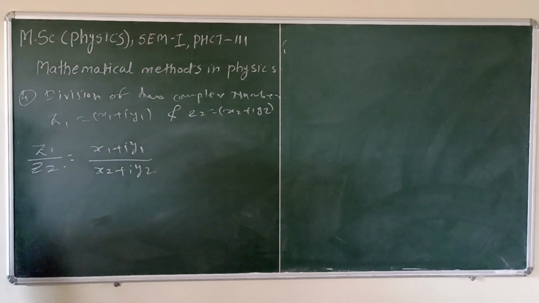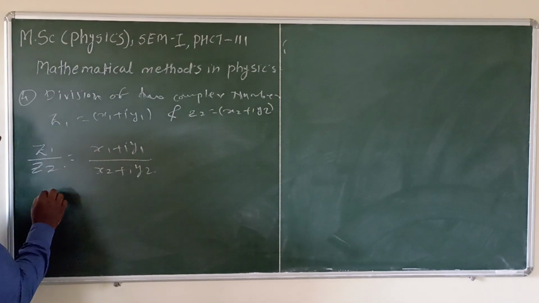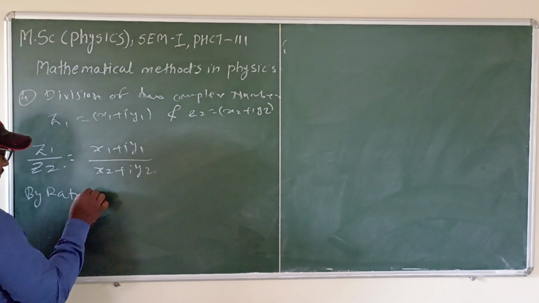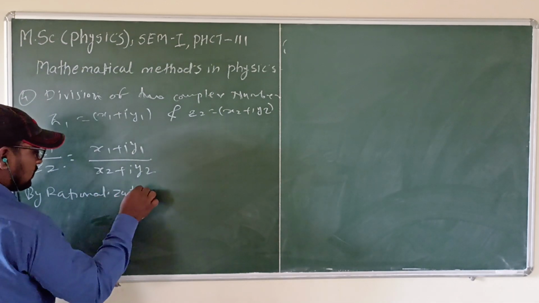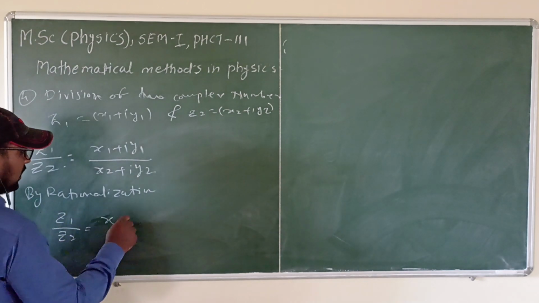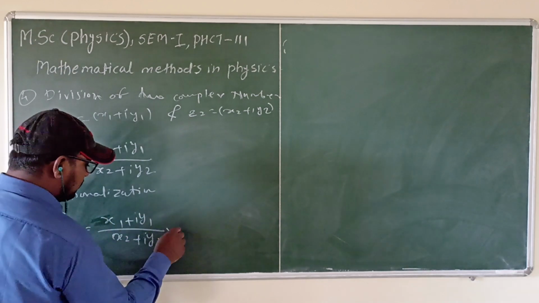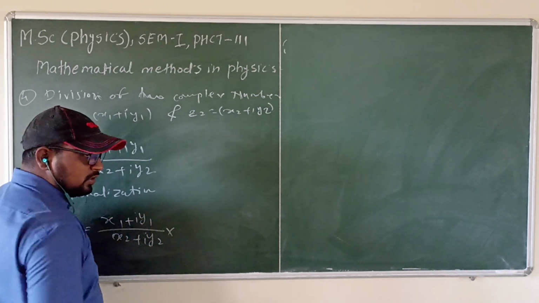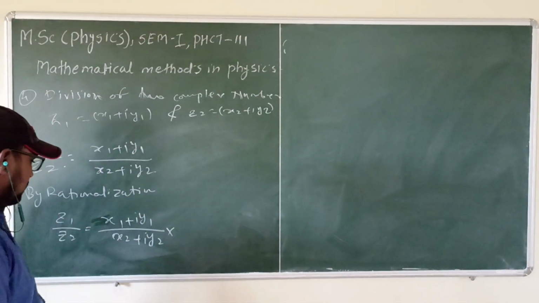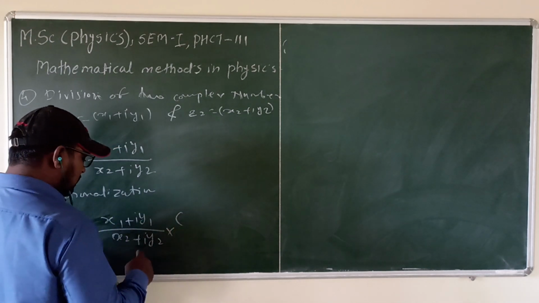In algebraic mathematics, we know the method of multiplication by rationalization. So z1 upon z2 is equal to x1 plus i y1 upon x2 plus i y2, multiplied in the denominator with its complex conjugate. What is the complex conjugate? We will see in the next point. The complex conjugate is reversing the sign of i.